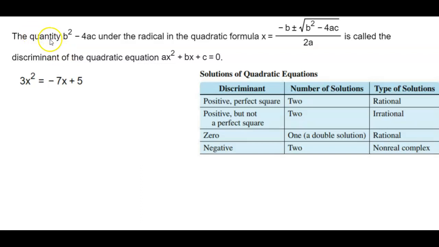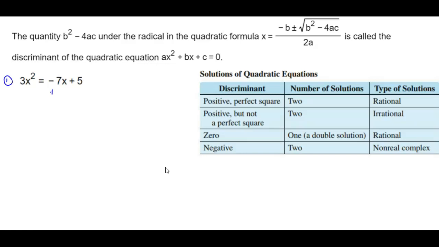So recall that the quantity b squared minus 4ac under the radical in the quadratic formula is called the discriminant of the quadratic equation ax squared plus bx plus c equals 0. So what we need to do is first put this in standard form. And in order to put it in standard form, we're going to have to set it equal to 0.